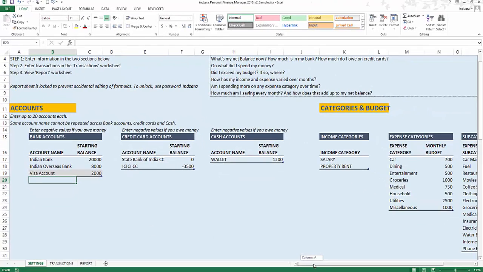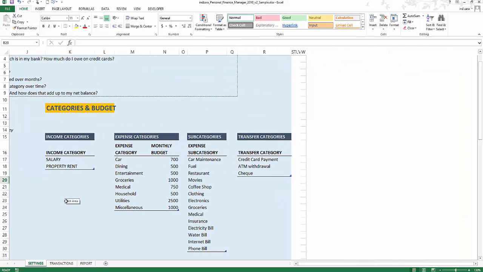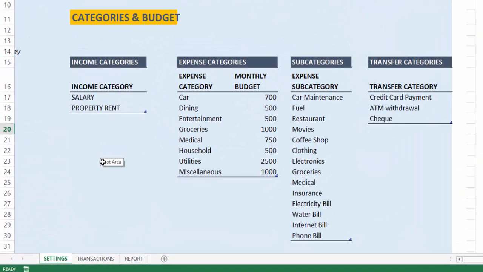Next, let's look at the categories and budget. This is a section where you categorize the different transactions, and also you can set budgets. There are 3 types of transactions.